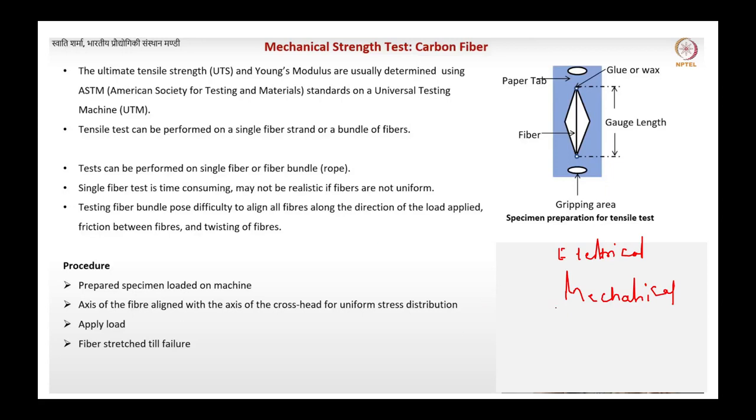So what could be there in the mechanical property, as we have solved the questions? Let's say you can take UTS, Young's modulus, and the yield strength of the material. So these are the different mechanical properties of the material that you have to be concerned about, such as the mechanical strength test of carbon fiber.